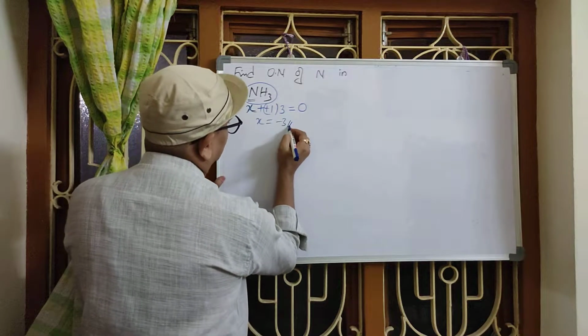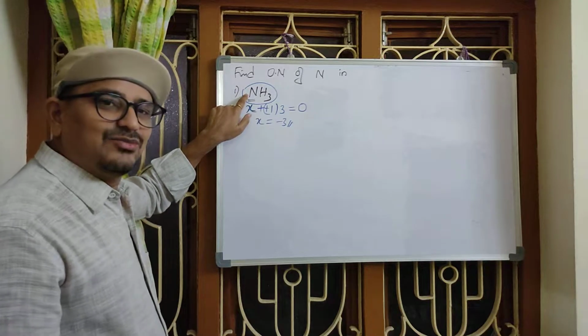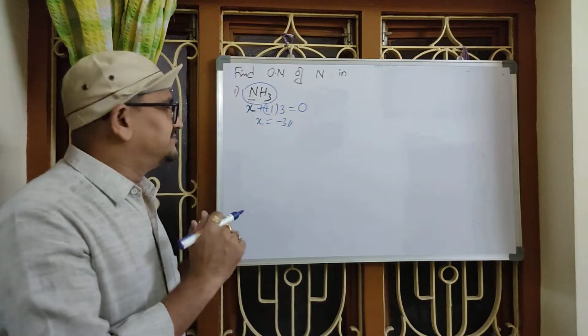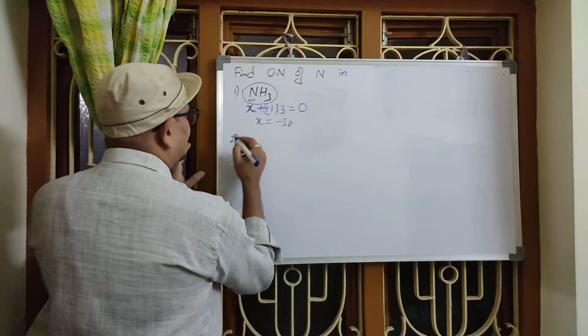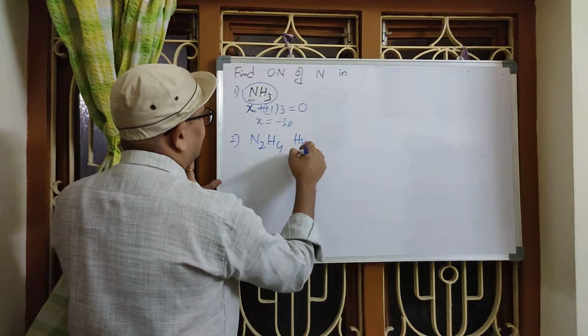X equals -3. So, what is the oxidation number of nitrogen in ammonia? -3. This is how the questions will be asked usually. Okay. Next one. Find oxidation number of nitrogen in N2H4. It is called hydrazine.